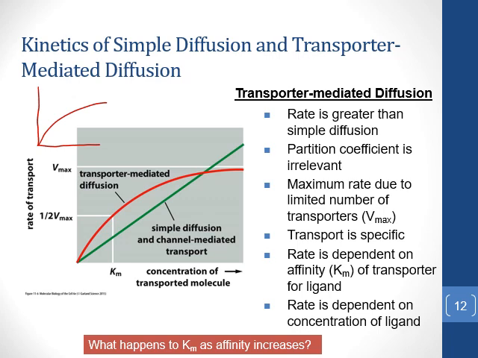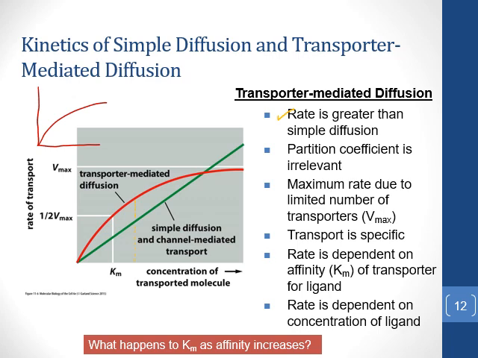Now you may say, I thought the rate depended on the partition coefficient, but now we've got a molecule with a really low partition coefficient. Because it doesn't have to be solubilized in the membrane, its rate can now even be greater than simple diffusion. So if you pick any concentration here, we would see that the rate is greater than simple diffusion. The partition coefficient is irrelevant.